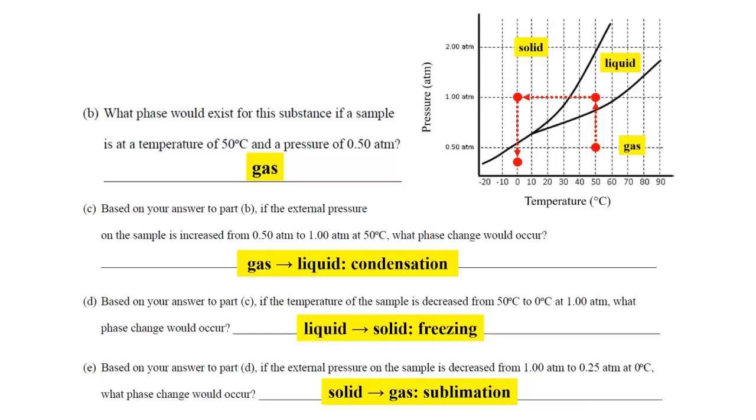So part B, we had a gas. Part C, we increased the pressure and it was condensing from a gas to a liquid. Part D, we decreased the temperature from a liquid to a solid, that was freezing. And then finally in part E, we decreased the pressure and it went from a solid to a gas, that's sublimation. All right, well, that is the last question in the packet.